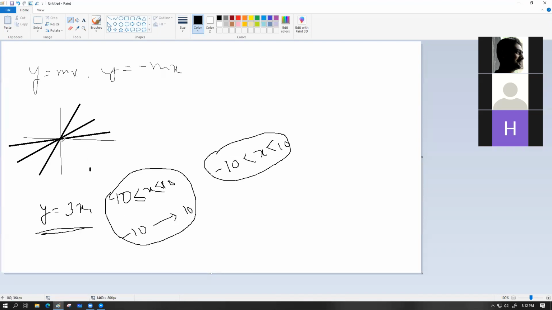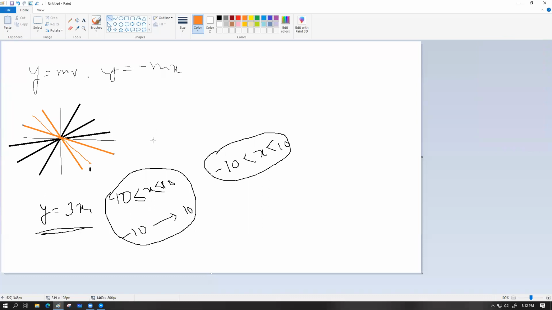So this is how positive gradient lines look like for y equals to mx. And similarly, if you have y equals to minus mx, those lines might look like this. So those would be lines which pass through the origin, but those have a negative gradient. These orange lines also pass through the origin, but with a negative gradient. So straight lines with negative gradient, y equals to minus mx, this represents the straight lines which pass through the second and the fourth quadrant.